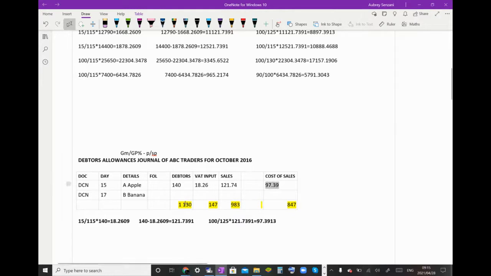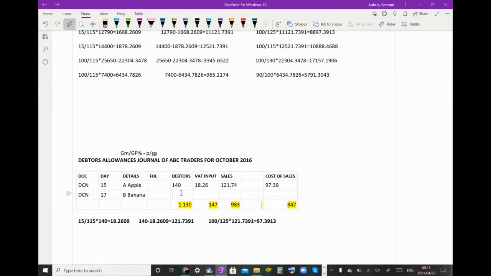All right, so there we go. There's our cost of sales. Done with the first one. Let's go to the second one. Second one happened on the 17th. On the 17th, client returned damaged goods. So in the first one, can you see it was an overcharge? This time, the client is returning goods.